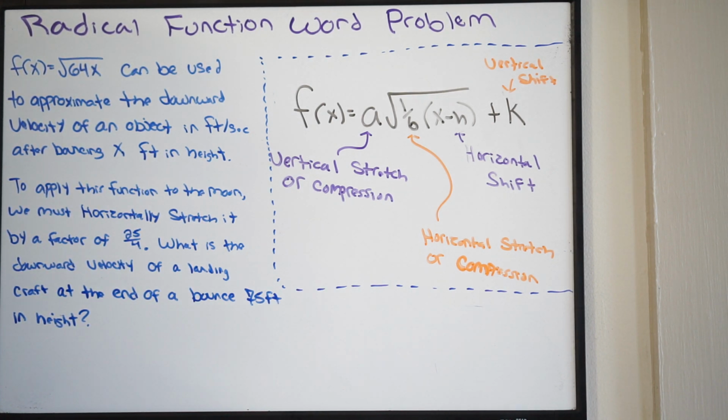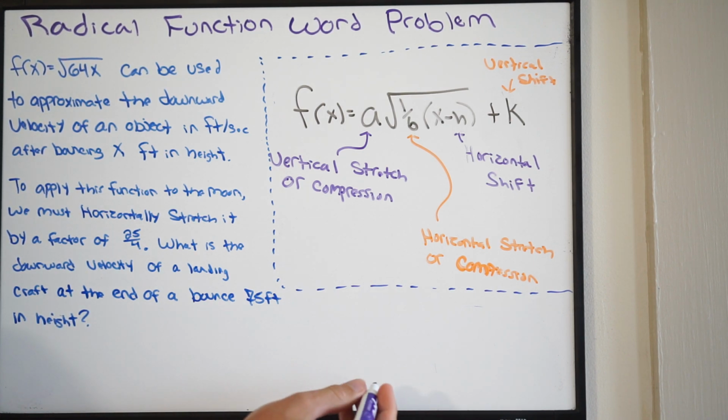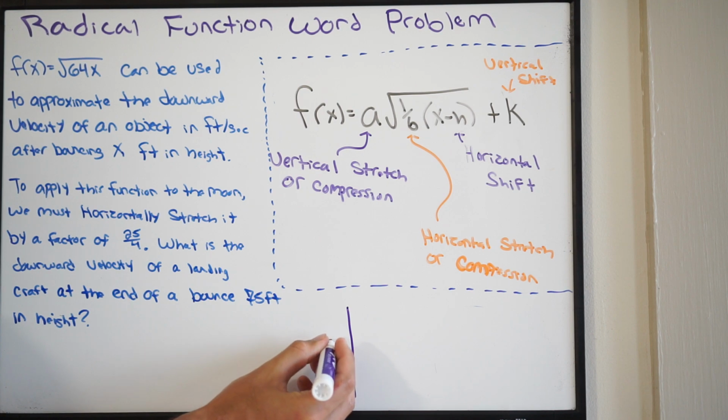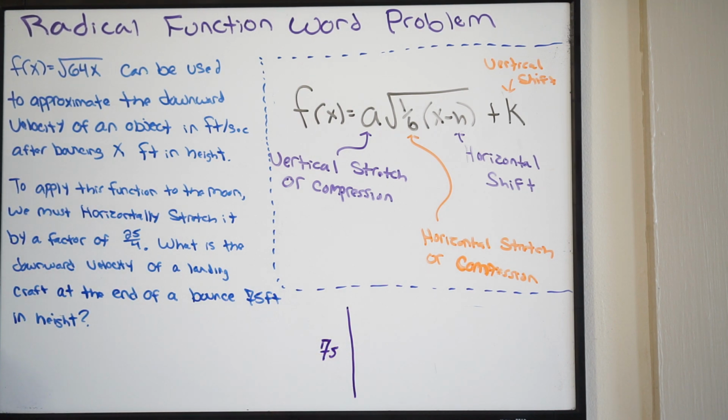Then it says to apply this function to the moon, we must horizontally stretch it by a factor of 25/4. What is the downward velocity of a landing craft at the end of a bounce 75 feet in height? So essentially this is what they want to know here. So let's draw this out. You have a landing craft that bounces 75 feet in height. So here it is right here. It bounces 75 feet in height.